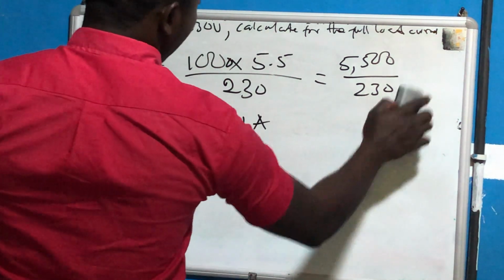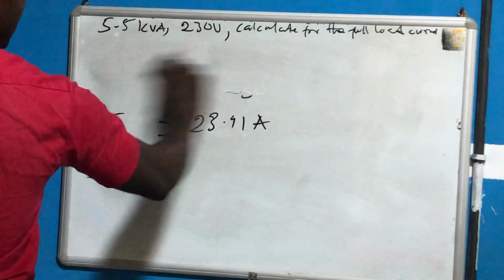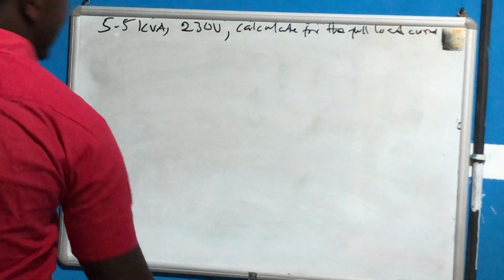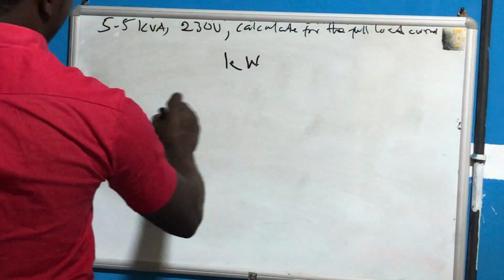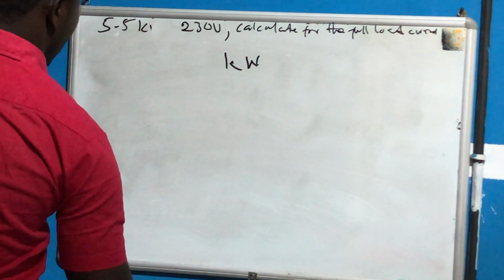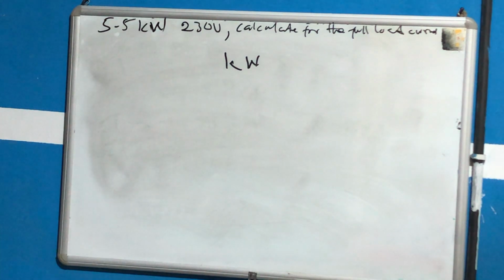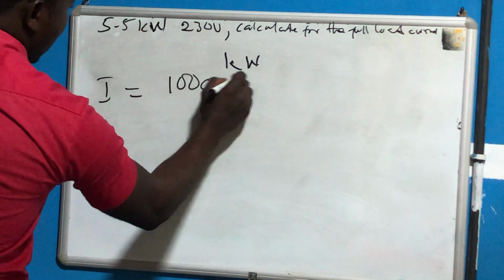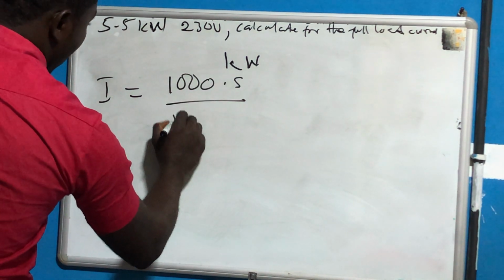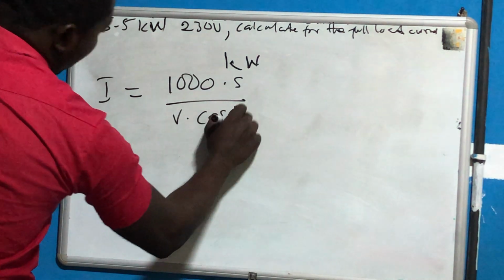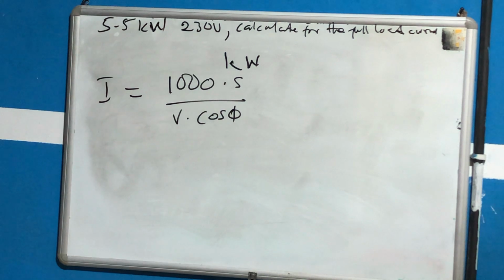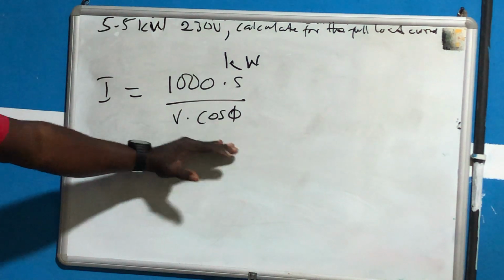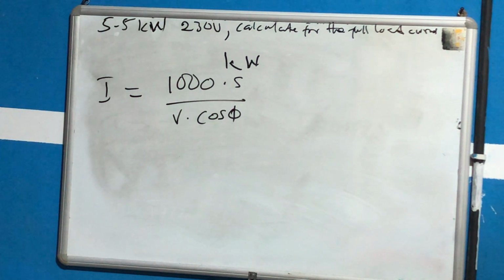If it is rated in kilowatts, then the formula changes to 1000 times S over voltage times cos theta. If it's rated in kW, now you need the power factor of that generator.